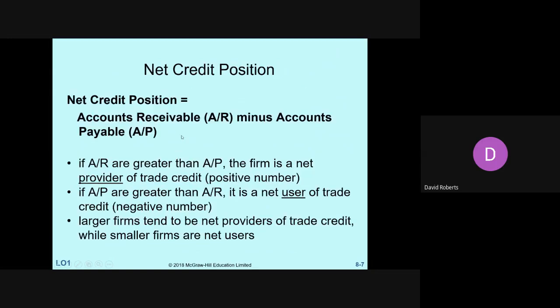So your credit position is AR minus accounts payable. If AR is greater than accounts payable, the company is a lender or a provider of funds. If accounts payable is greater than AR, then they have a source or use of funds.